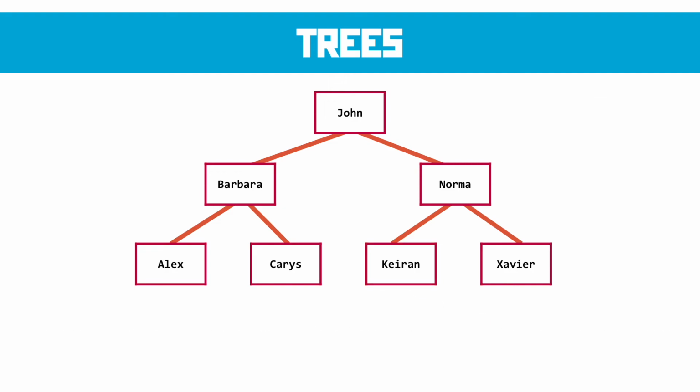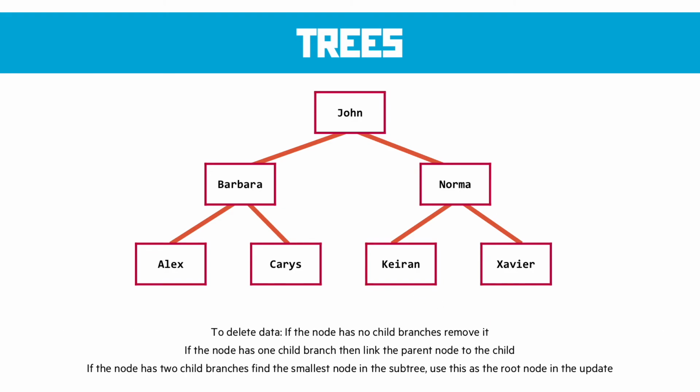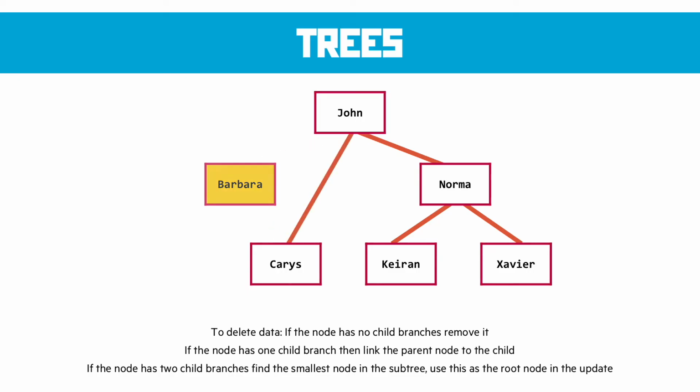How about deleting an item then? Well, if we take this first example, if we want to delete Alex, well, there are no child branches that we need to deal with, so we can just simply remove it, and it disappears. If we want to remove Barbara with only one child branch, what we do is we delete Barbara, and we change the branch to connect to the item directly above it.